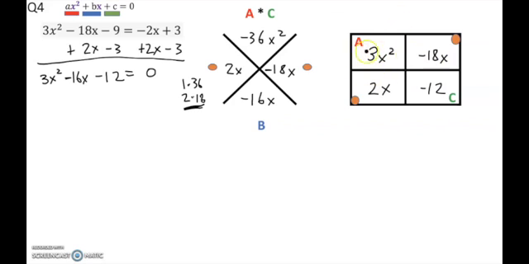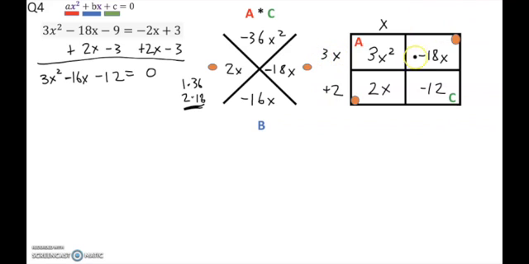So let's take a look at this row. The greatest common factor that goes into both 3x squared and negative 18x. I know numerically 3 goes into both terms and x goes into both terms. So 3x times what is equal to 3x squared? That's right, it's an x. And x times what is equal to 2x? That's right, it's plus 2.